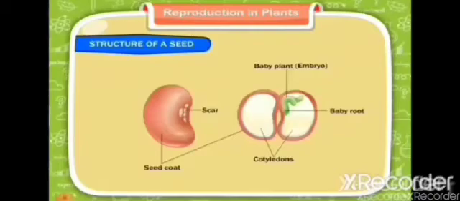Inside the seed coat, the seed has seed leaves, and the seed leaves are known as, can you tell me? Yes, they are known as cotyledons. These seed leaves cover the baby plant in between them, and the baby plant inside is called the embryo. The baby plant remains inside the seed until it gets favorable conditions to grow.